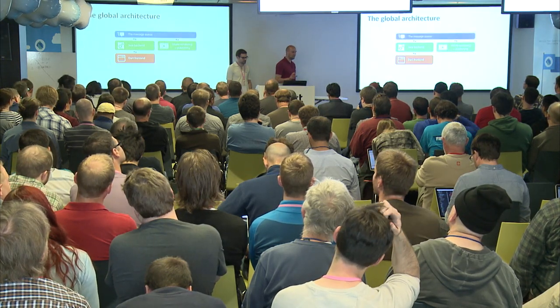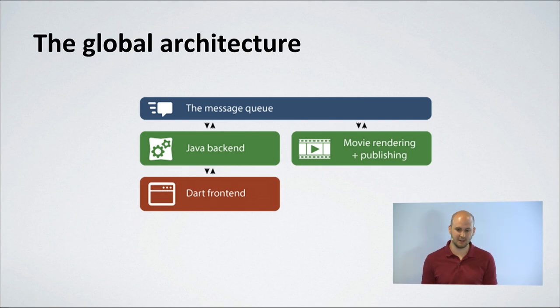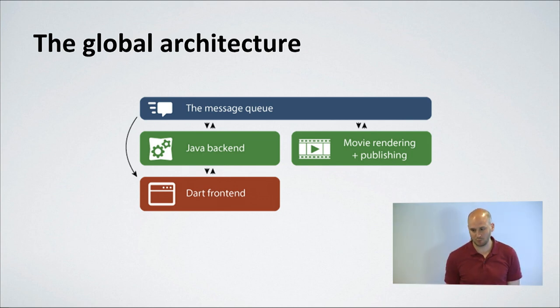As we render movies, we can't render a movie in the lifetime of an HTTP request, so we have a message queue. And the whole application is asynchronous because we have another Java application which renders and publishes the movies. And later, we hope we'll be able to connect the message queue directly to the Dart frontend, so we can give real-time information to the user about rendering and publishing.